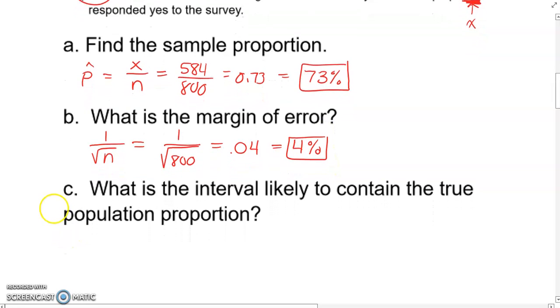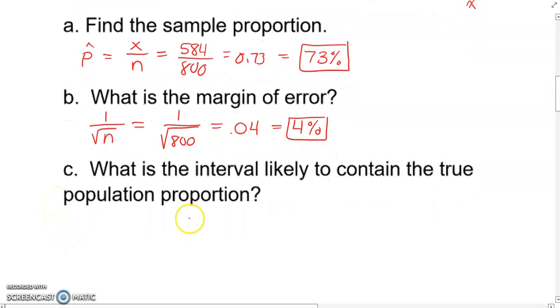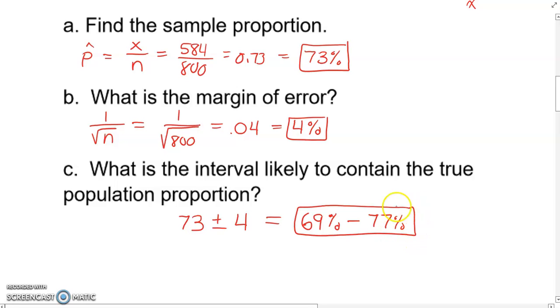What is the interval likely to contain the true population? So essentially, we're going to take the number 73. We're going to add and subtract 4 to it to get that upper and lower bound. So this would take me from a low of 69% that would own laptops to a high of 77% that would own laptops.